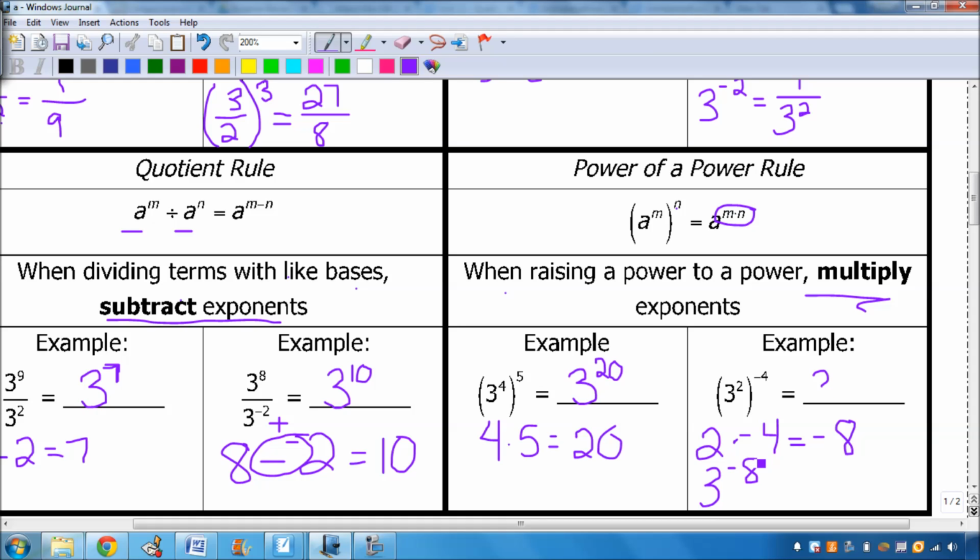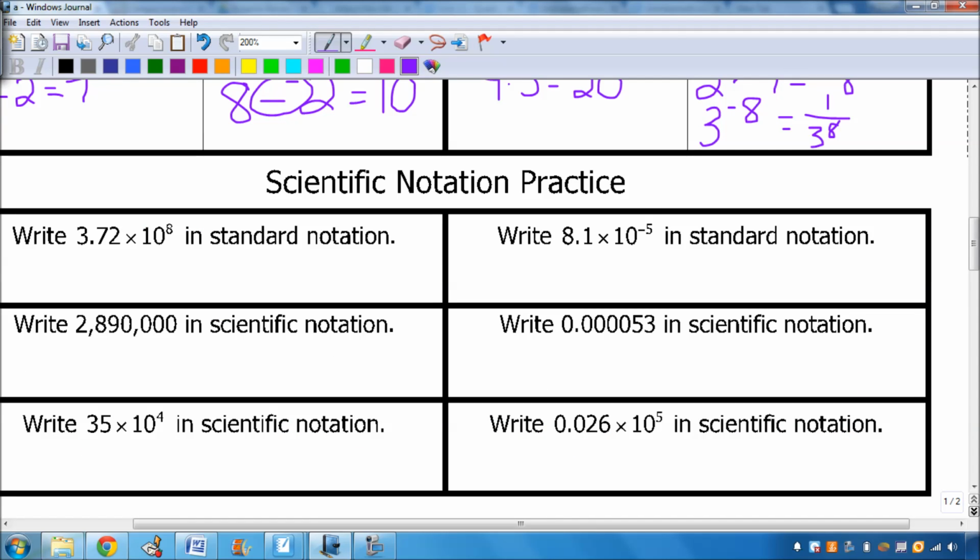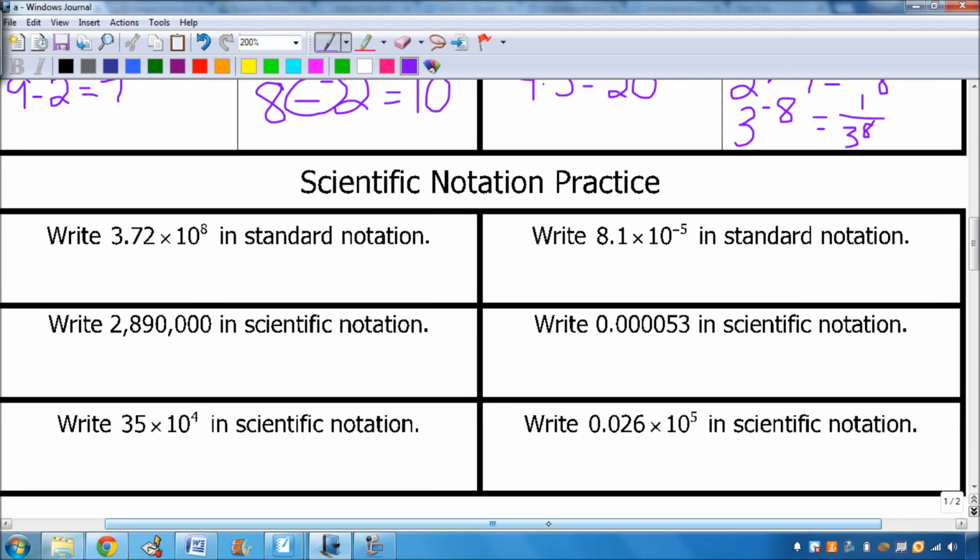However, we said that if you have a negative exponent, you've got to do the reciprocal, so it becomes 1 over 3 to the 8th power. So this is 1 over 3 to the 8th power, all right? Make sure you come with questions about any of these rules if you are confused about anything that we just said. All right, so scientific notation practice.